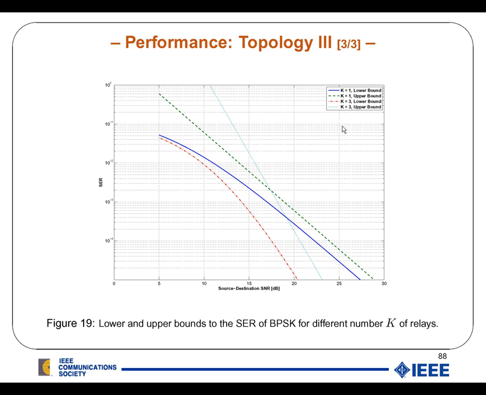For instance, for K equals 3 relays, that is the red curve here, and that is the lower bound, and that one here is the upper bound. And as you can see, these bounds are very loose, but they give the right tendency in terms of the symbol error rate behavior versus the source to destination signal to noise ratio.